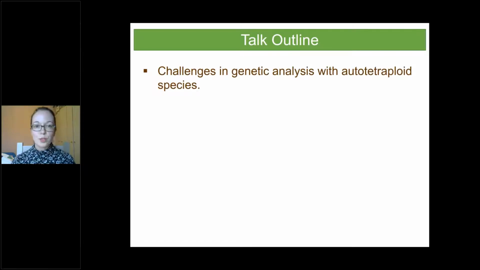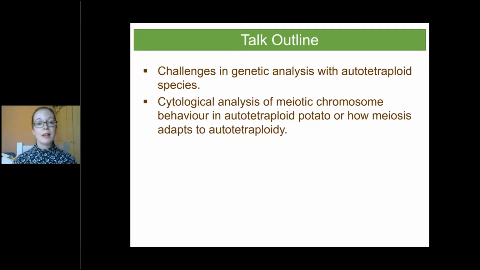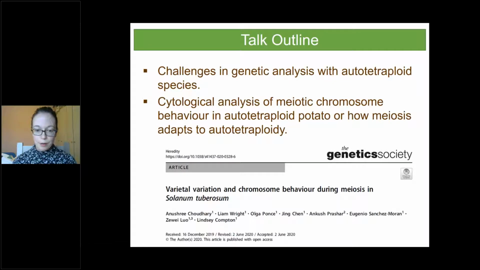So in this part of the talk, I'd like to give you a bit of background on genetic analysis or quantitative trait analysis with autotetraploid species in general. And then the study that I want to talk to you about in Heredity is a cytological analysis of how the chromosomes behave in the autotetraploid potato, and what that tells us about how meiosis can adapt to having double the number of chromosomes. So this was the paper published in June this year.